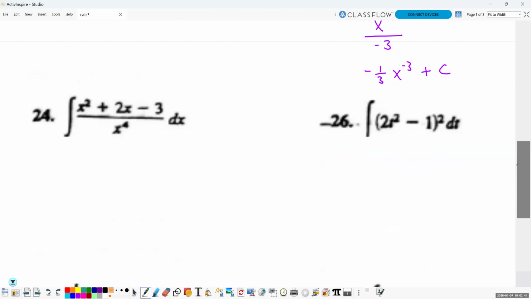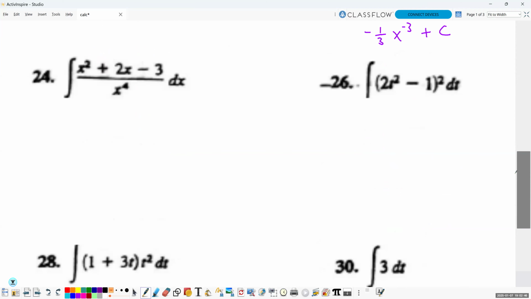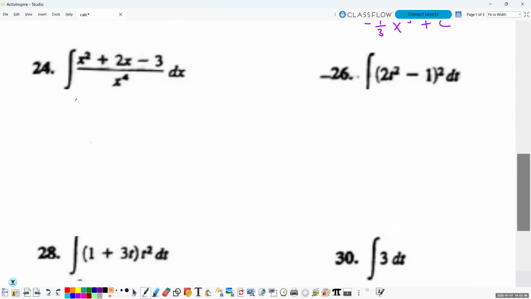Again, applying this idea of writing all my integrands as power rule ready, I'm going to take all my terms in 24 and divide them by x to the 4th. The reason I can do that is because x to the 4th is a monomial. If this was like x to the 4th plus 1, it would be no good, can't do it. But because it's just a monomial, I can divide everything here by x to the 4th. I'm even going to make this nice and slow.